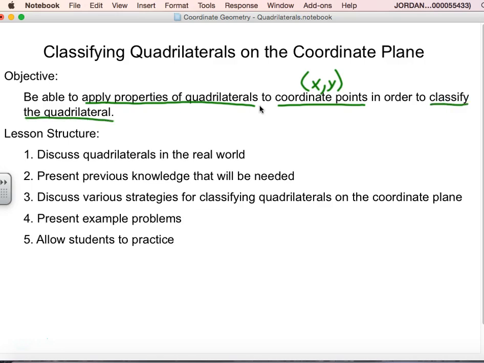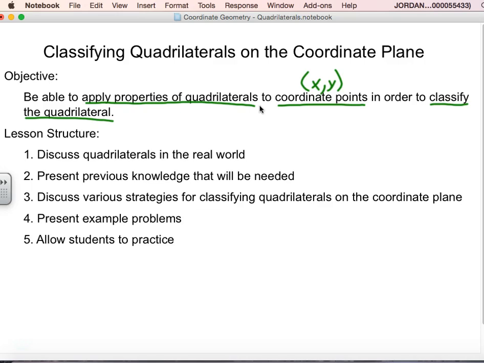Okay, classifying the quadrilateral just means determining which one of the types of quadrilateral we've learned about, that the points give us. So we're going to take those properties that we know, apply them to points on the coordinate plane in order to figure out what kind of quadrilateral we have.